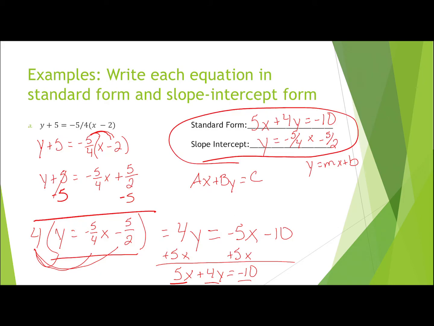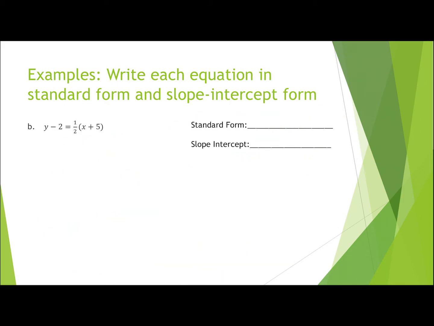Okay, so let's work through another one. This time I have y minus 2 equals 1/2 times x plus 5. Again, first thing we're going to do is slope-intercept form, so we're going to distribute the 1/2. Y minus 2 equals 1/2 x plus 5 halves. Use your calculators if you need to. For slope-intercept form, we need to add the 2. So we get y equals 1/2 x plus, again, use your calculator if you need to figure out what your answers are going to be.